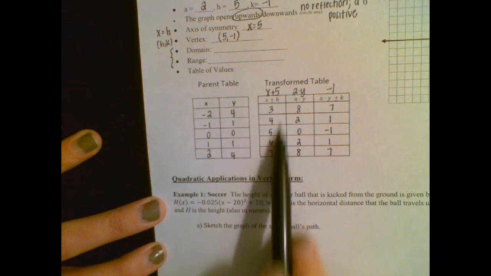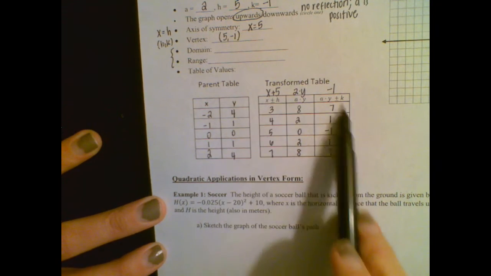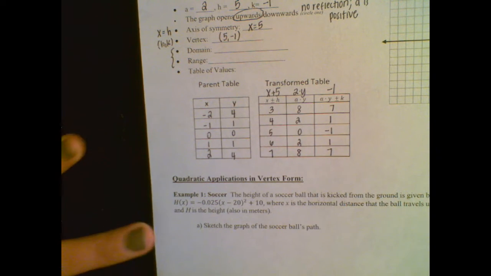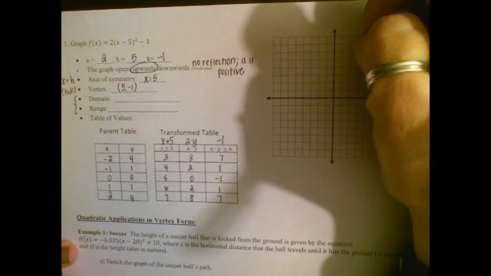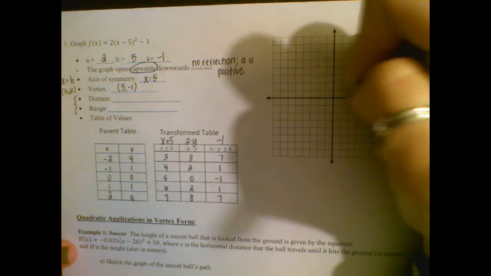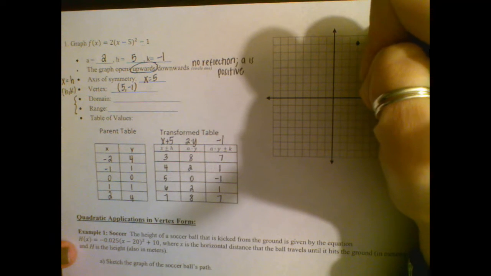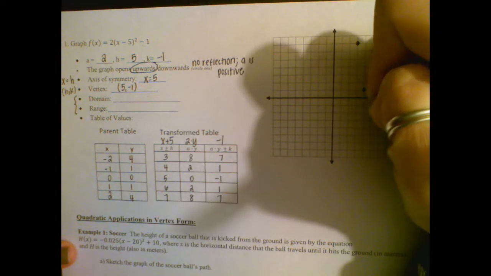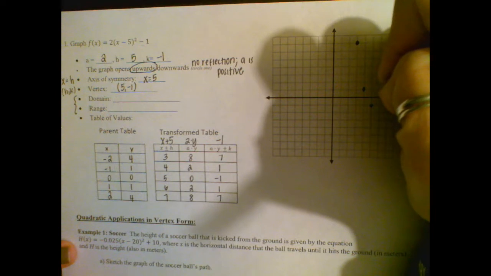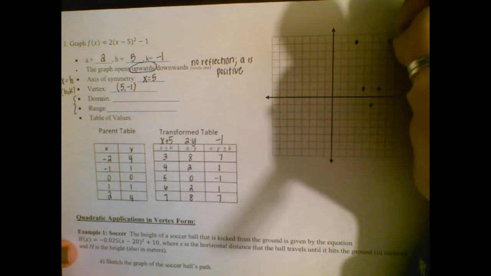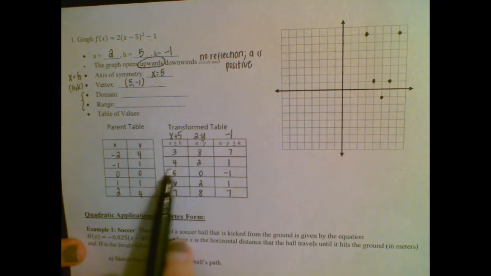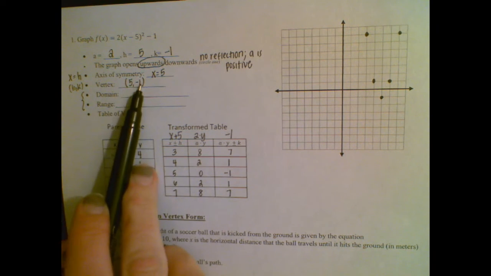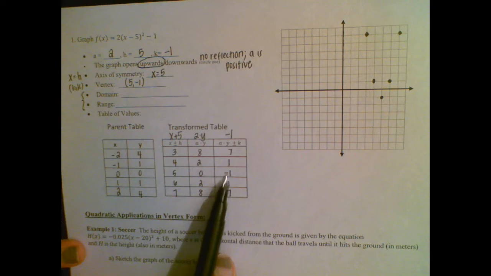So here are the x values I want to graph: 3, 4, 5, 6, 7. Here are the y values that I want to graph: 7, 1, negative 1, 1, and 7. So I'll go ahead and plot those. 4, 1, 5, negative 1, 6, 1, and 7, 7. And again, remember that your vertex should be this middle point here. We said the vertex was 5, negative 1. There it is, 5, negative 1.